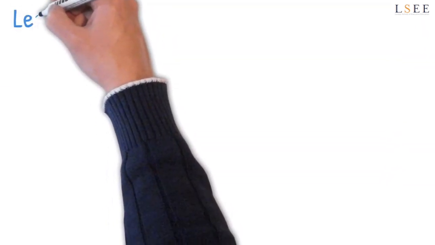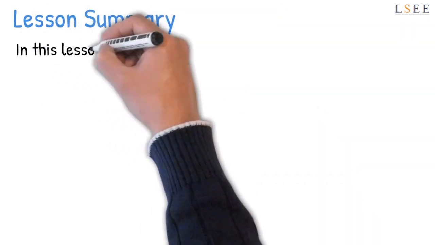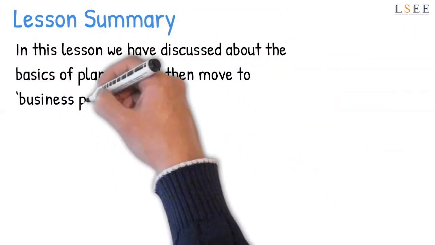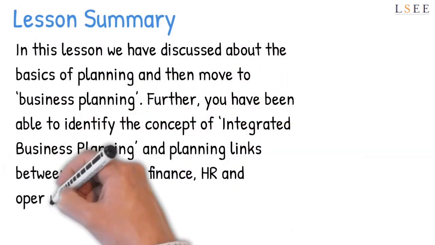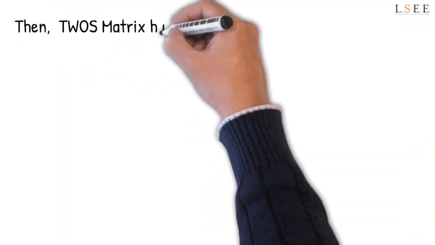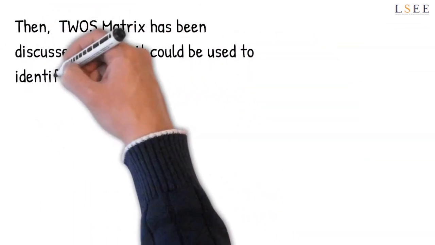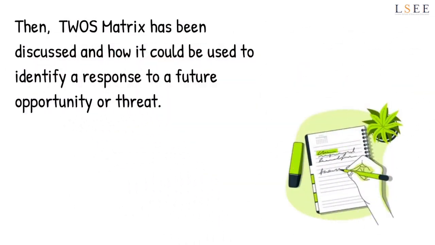Lesson summary. In this lesson we have discussed the basics of planning and then moved to business planning. Further, you have been able to identify the concept of integrated business planning and planning links between marketing, finance, HR, and operations. Finally, the TOWS matrix has been discussed and how it could be used to identify a response to a future opportunity or threat.